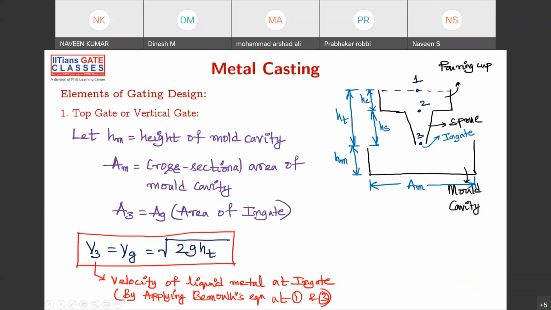So this is for top gating. In-gate. 1, 2, 3. Height of the pouring cup, height of the sprue, that is HT, molding height, area of the cross section of the mold. Your in-gate is at the top of your mold cavity. Please remember, we have already discussed this question: the velocity at which the molten metal enters the molding cavity is given by this formula, under root 2gHT, derived by applying Bernoulli's theorem between 1 and 3. We have already seen that in the previous slides. Please remember, this is a very important formula.